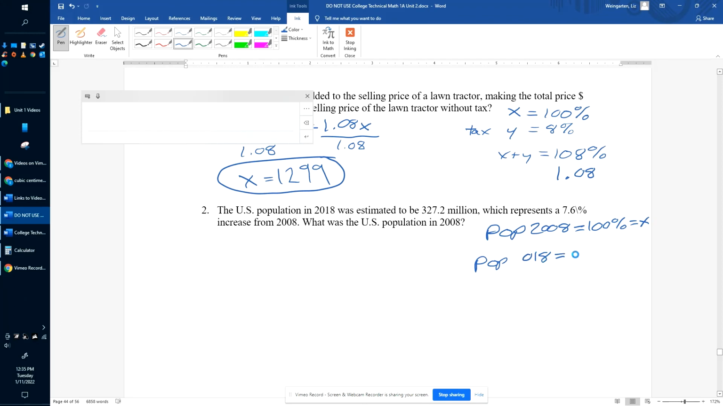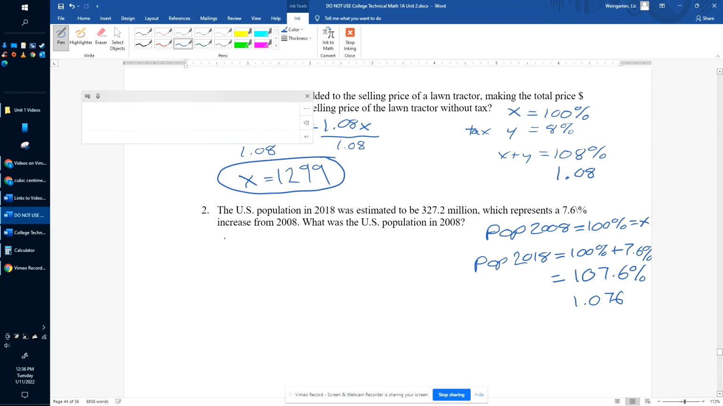equals the population in 2008, which was 100%, plus the percent increase. So the population in 2018 is 107.6%. What is this as a decimal? 1.076. Now you should be keeping this whole thing in mind when you see numbers that say percent increase or percent decrease. So don't worry about this unless you see the word increase or decrease.